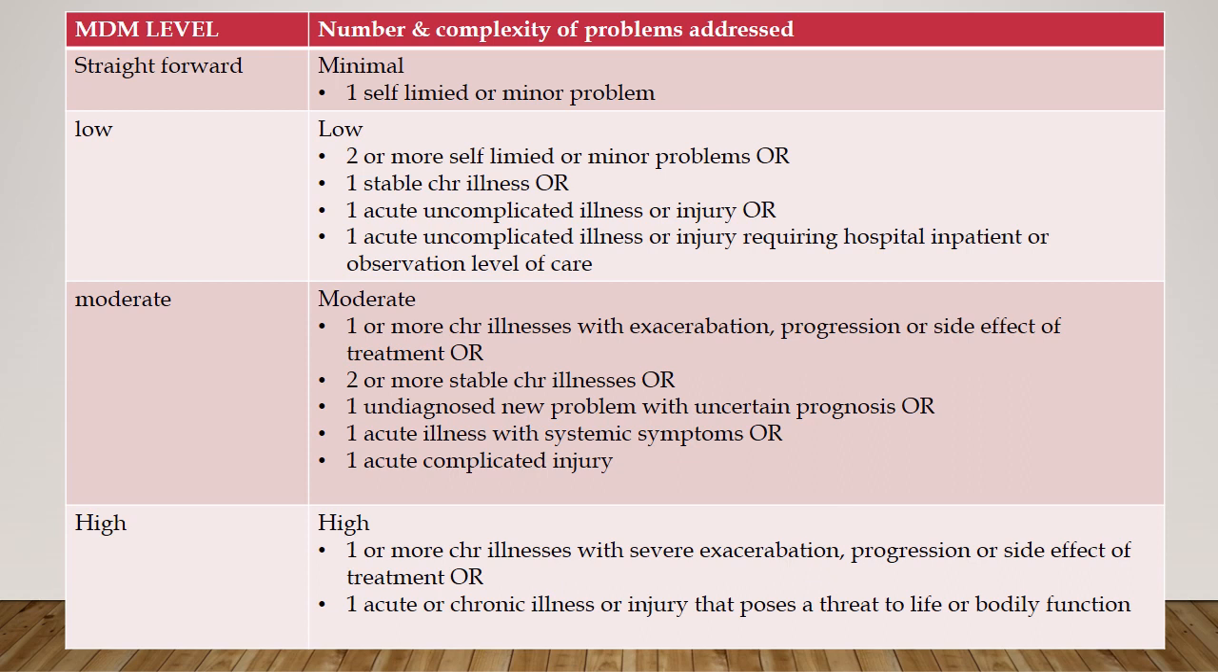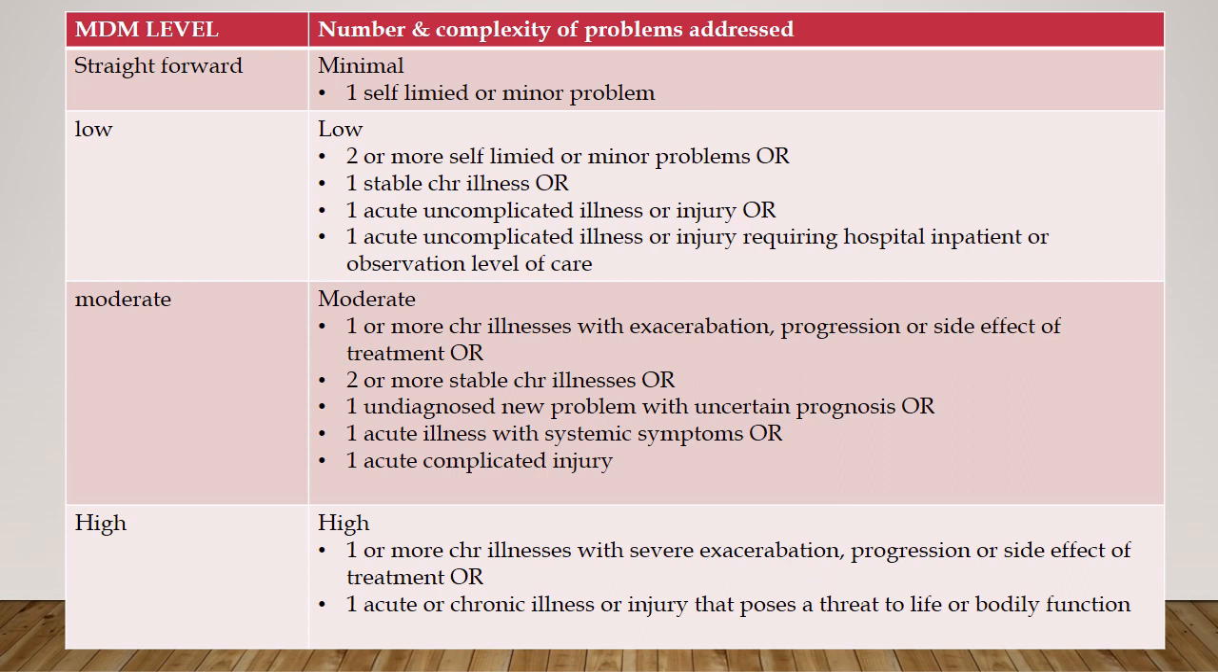That is given there. In the minimal heading, you can see one subpoint: one self-limited or minor problem. That is, if the patient has just one minor problem or one self-limiting problem, we can take it in the problem table as minimal. Okay, next, low. In low, there are 4 points: 2 or more self-limited or minor problems, or one stable chronic illness, or one acute uncomplicated illness or injury, or one acute uncomplicated illness or injury requiring hospital inpatient or observation level of care. So if any of the 4 is met, you can take it as low.